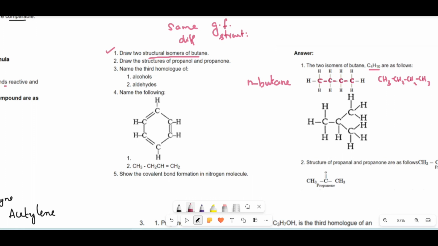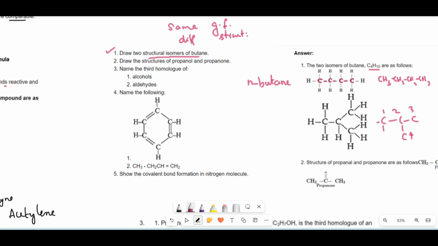In order to write the second isomer, what do we have to do? We should reduce the length of the carbon chain. Before, we had 4 carbon atoms in a straight chain. Now we will reduce this to 3 carbon atoms. Which means 1, 2, 3 carbons are written in a straight chain and the fourth one will be substituted on the second carbon. So this is the second isomer of butane. Then you have to add hydrogen atoms accordingly.